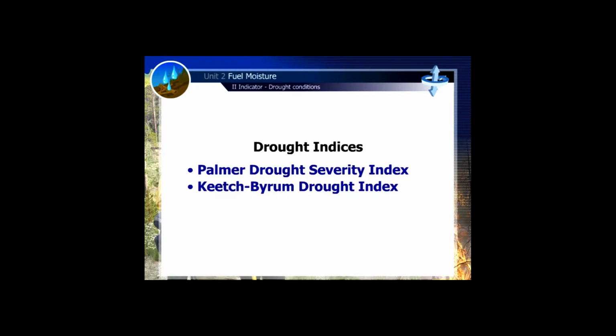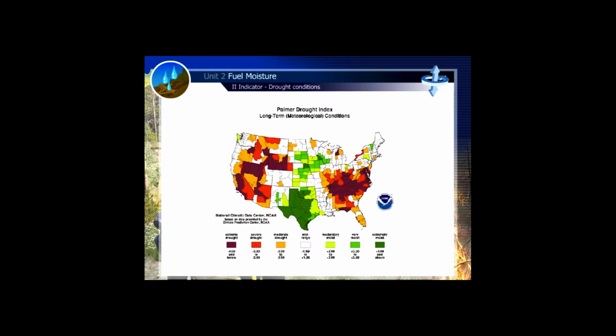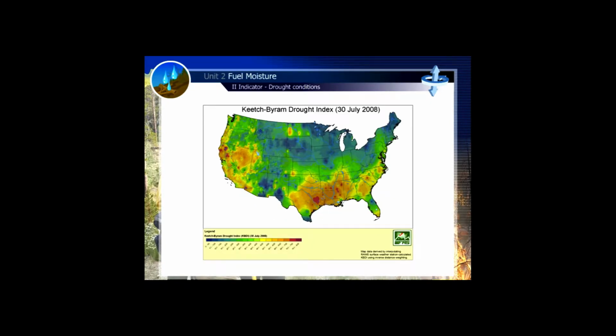There are several indices that provide drought information. Typically, these indices provide information on a broader scale, and the local conditions may vary. You can find these indices on the internet. The first one is the Palmer Drought Severity Index. This index is most effective in determining long-term drought, a matter of several months, and is not as good with short-term forecasts.